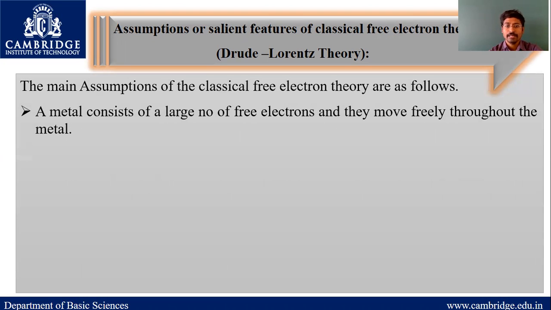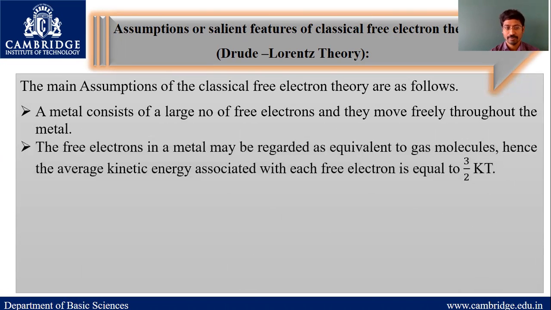For example, imagine the classroom is one metal, and the students sitting in the classroom are the free electrons. A metal consists of a large number of free electrons, and they move freely throughout the metal. Within the classroom, all the students can move freely. We need to compare the classroom to the assumptions of the classical free electron theory.